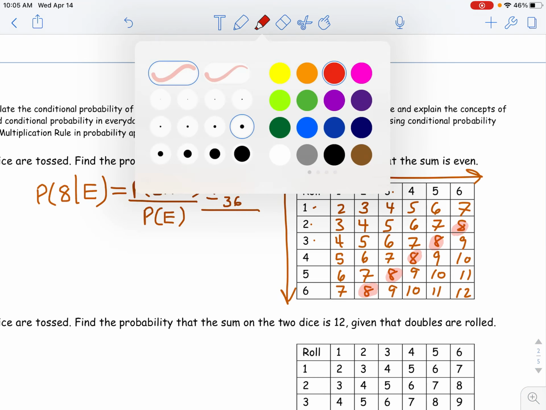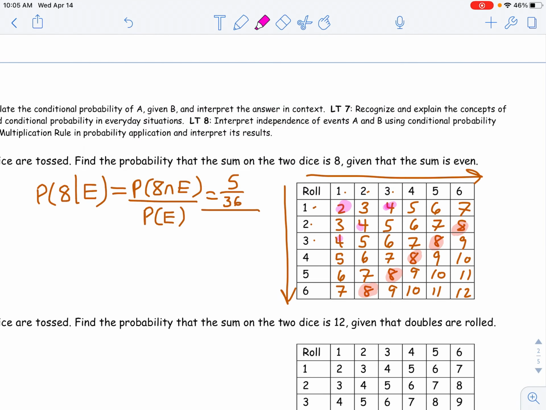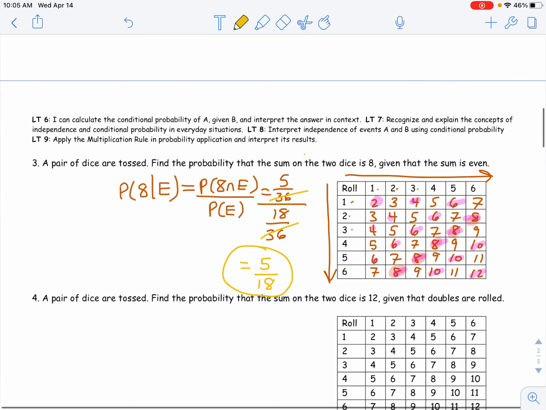How many even numbers are there? 1, 2, 3, 4, 5, 6, 7, 8, 9, 10, 11, 12, 13, 14, 15, 16, 17, 18. Half of them. So, just practicing the formula and being a little too tedious right now, the 36 cancels, and you get 5 out of 18. Given that our sum is even, what's the probability that we rolled an 8? Well, 5 out of 18 tries, we'll get an 8 when we have an even sum. That's what that means.